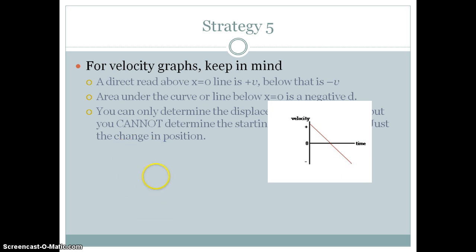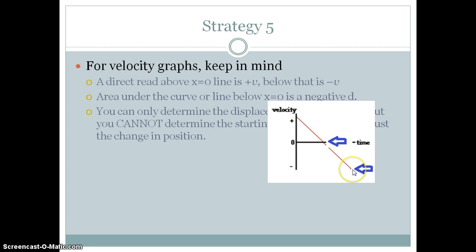Here's a cute little picture I found online of velocity time. Look at that red line. So, if you read it directly, any of the values from this point down to this point is a positive velocity. Any point from here down to this negative is a negative velocity. Of course, because it's below 0.